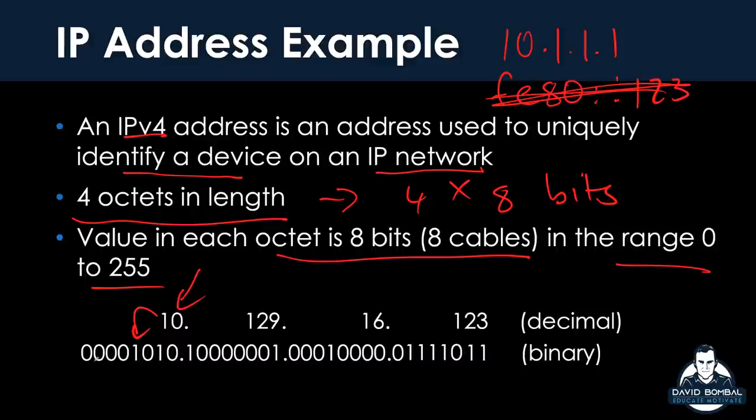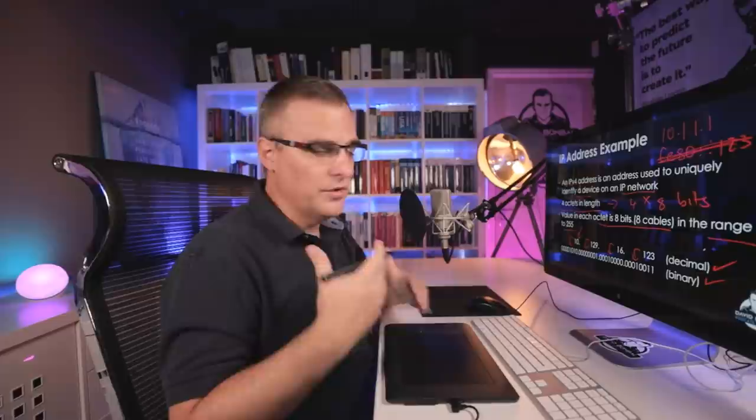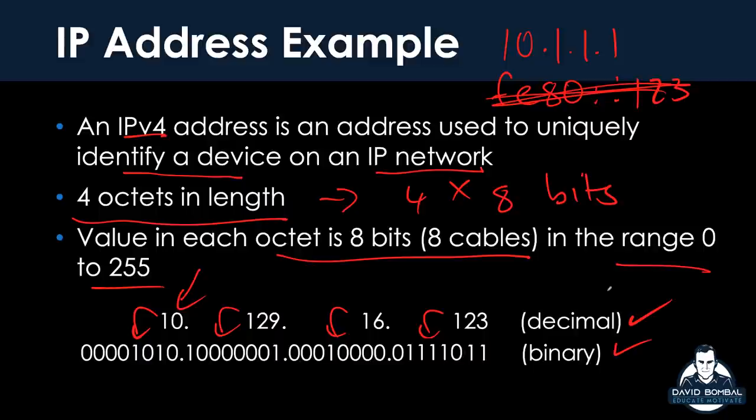And I'll explain that in more detail in a moment. 129 looks like this, 16 looks like this, and 123 looks like this. We can write the IP address as a decimal IP address, a dotted decimal. That's the most common way to write it, but devices use binary. When you create an access list or do something where you need to permit or deny traffic, you're going to want to think in binary. Have a look at the binary to understand what's going on. Devices such as routers and firewalls use binary to determine what's permitted or denied.